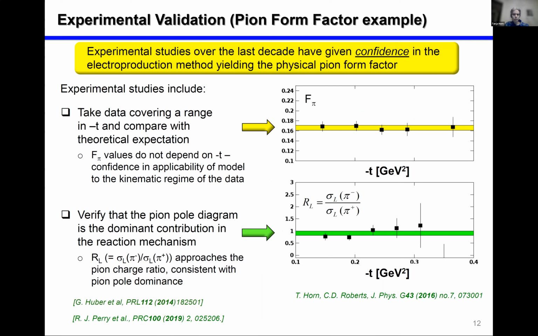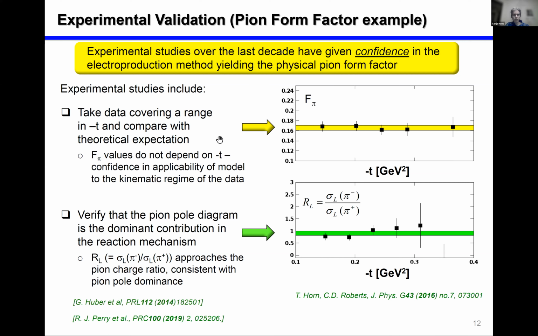So now, if we have the longitudinal cross-section and have confirmed we can isolate it, then of course we still need to check if we really have the full process that we're looking at. We have to check model-dependent uncertainties, as I mentioned. We have been doing this over the last decade, actually it's now 2 decades, which has given us confidence that we understand how the electroproduction method works and yields the physical form factor.